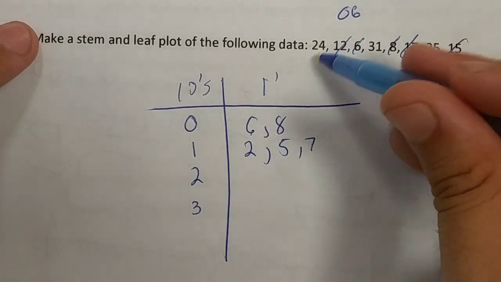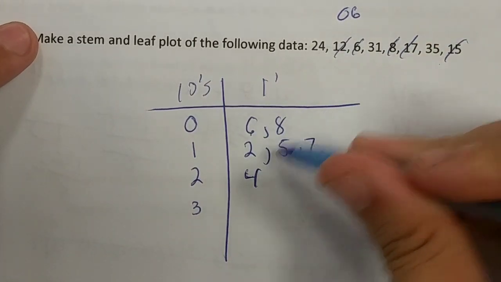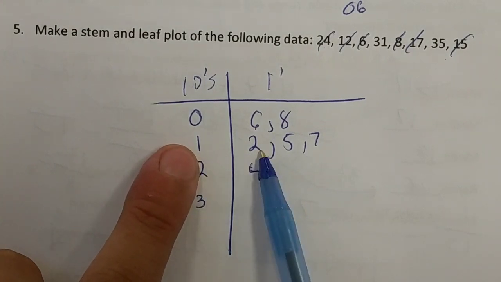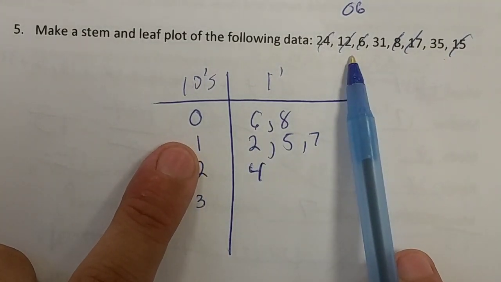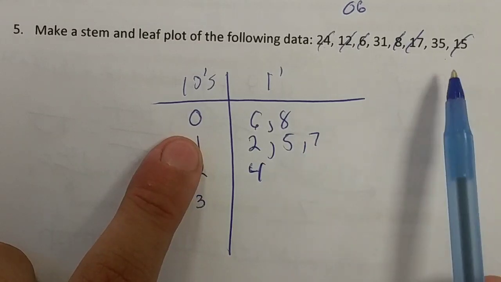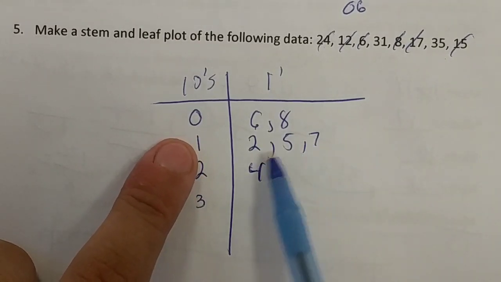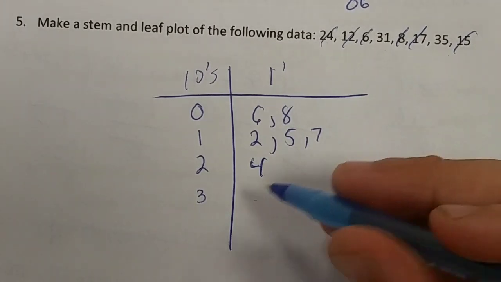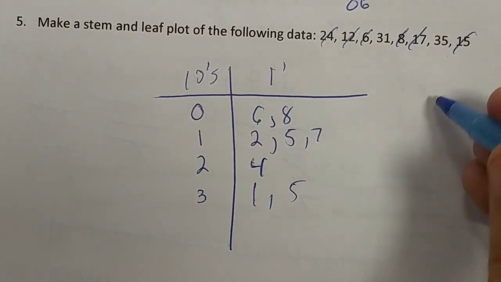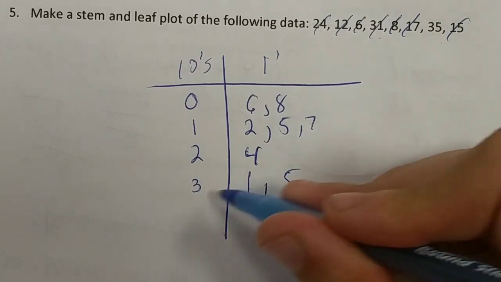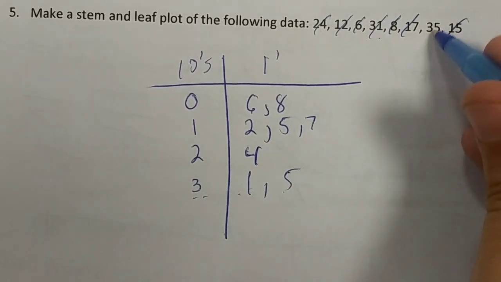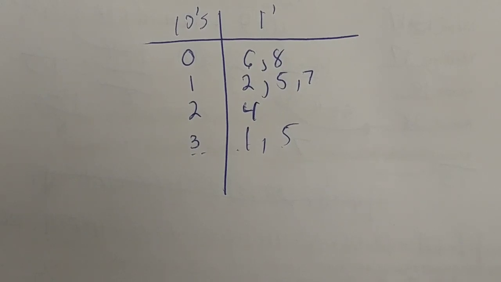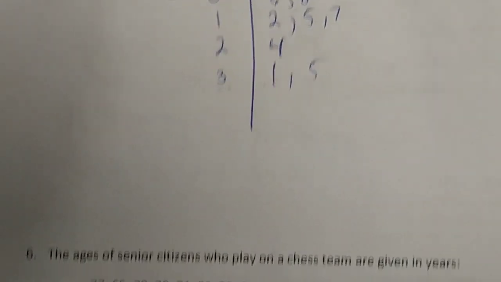Out of the 20s, I only see 24, so 4 here. In case you forgot what it is, 1 and 2 makes 12, so that represents 12. 1 and 5 makes 15, so that represents 15. Just in case you forgot where these single numbers are coming from. And over here at 31 and 35, so 1, 5. 31 is 3, 1. 35 is 3, 5. I'm done with my stem and leaf plot, and it's already in order, so that's really good for us.